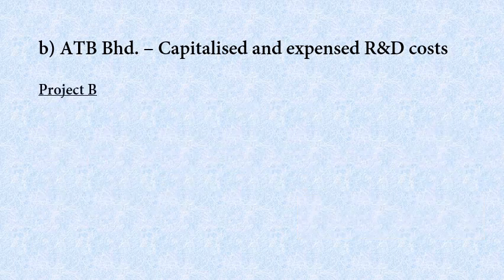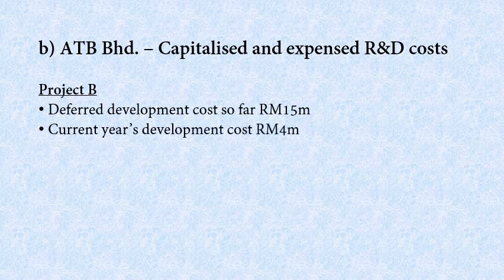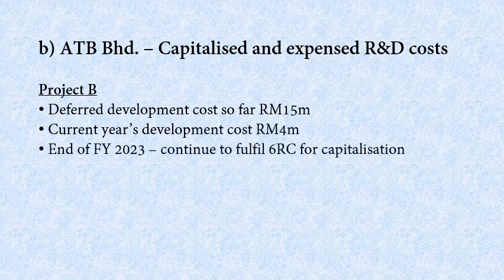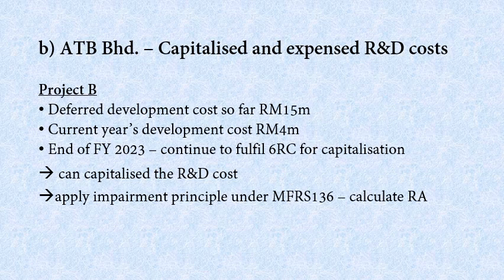As for Project B, it has a deferred development cost of 15 million, and in the current year there is an additional 4 million of development cost. At the end of the current year 2023, ATB Berhad believes that the project continued to fulfill the 6 recognition criteria, thus all of the costs could be capitalized. For that, we need to apply the principle under MFRS 136, that is, we need to calculate the recoverable amount for the project and determine the amount to be capitalized.